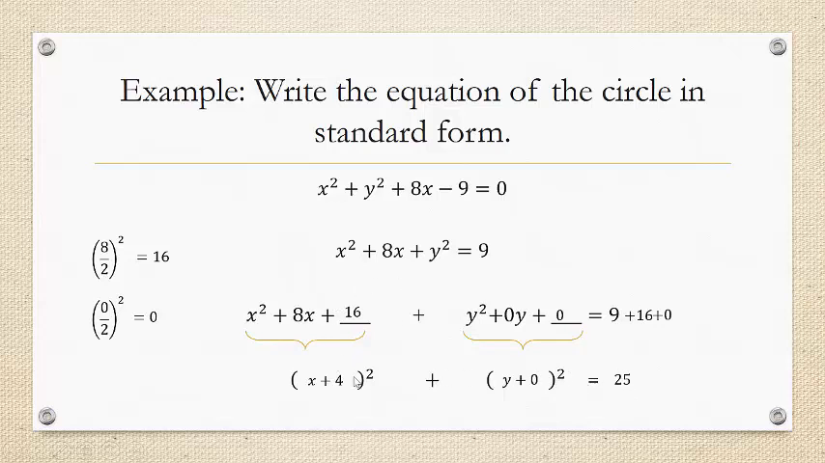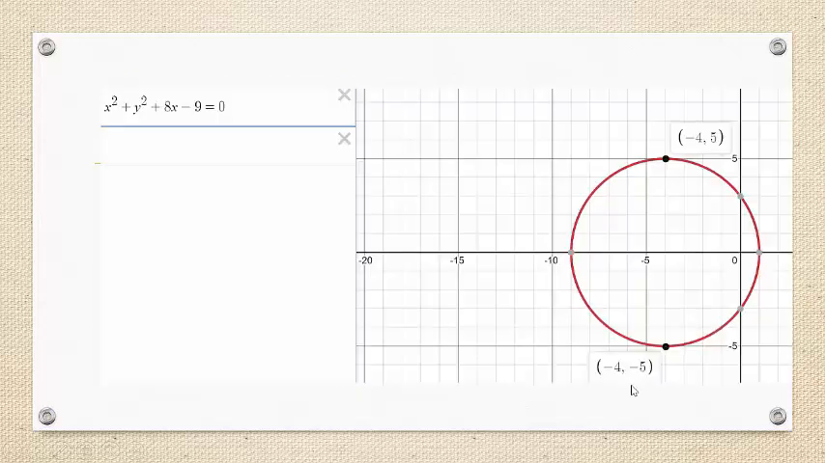What's nice about the answer being presented like this is you can actually see the center of the circle is at -4, 0, and it has a radius of 5. If you'd like to see a picture of our circle, here I've typed our starting equation into Desmos. You can see that it makes the circle. And look where the center is. It's at -4, 0, and its radius is 5.